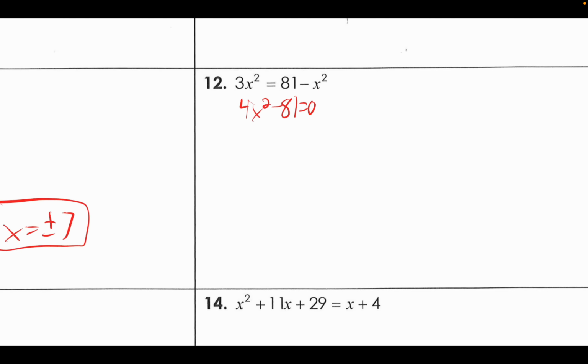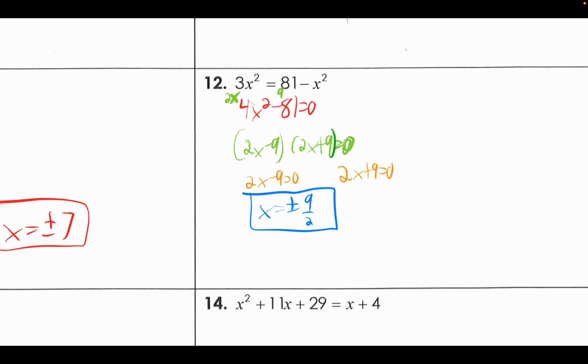Two terms, there's no GCF, so we check. These are a difference of two squares, 2x times 2x, and 9 times 9. We end up getting 2x minus 9 and 2x plus 9 equals 0. Set each of these equal to 0. Adding 9 and dividing by 2, we get positive negative 9 over 2, or we could list it as 9 over 2 and negative 9 over 2, or positive negative 4.5.